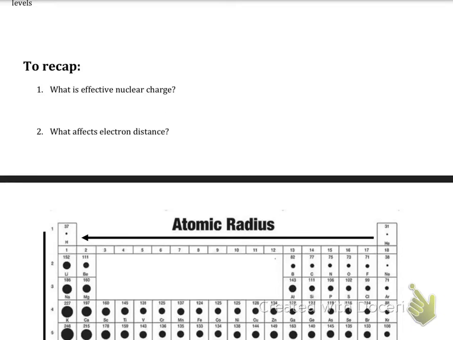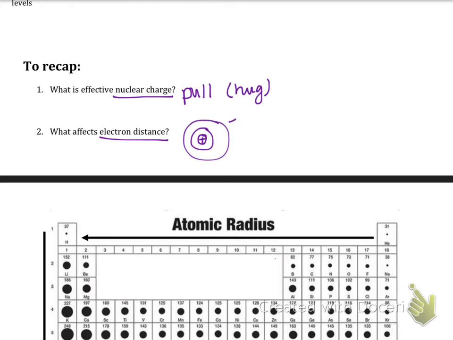Okay, so let's summarize our two vocabulary terms. Nuclear charge, you're always going to think about a pull. Think about two lovers hugging. When you think about electron distance, you're going to think about the rings and think about the protons and electrons, and if they're close together or far away. Okay, those are the pictures you're going to have in mind.